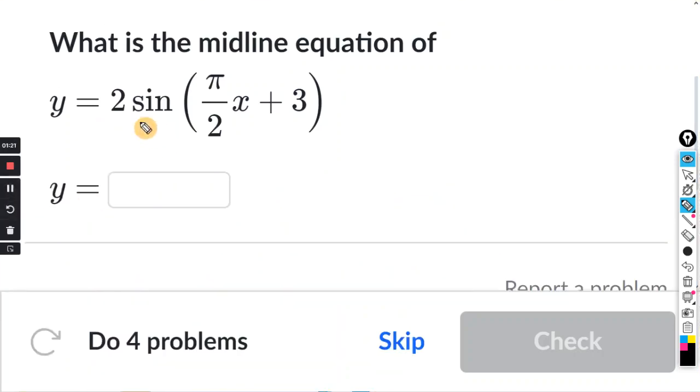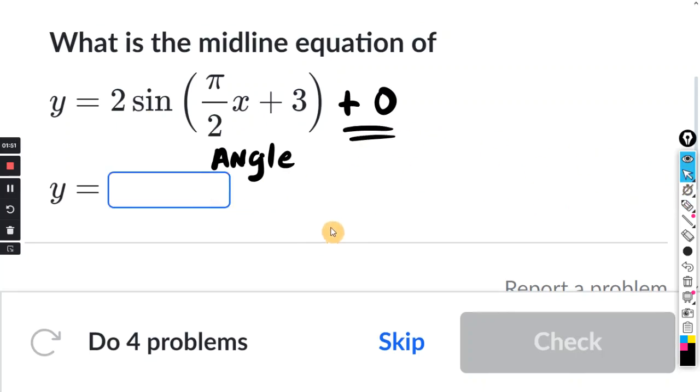All right, so here we have a sine function, and we said this right here is the angle. This has nothing to do with the midline. So what number is added or subtracted to this function? Well, nothing. That's just 0. If you made a plus 0 or a minus 0 right there, it's the same thing. So there is nothing added or subtracted to that entire function, and the midline is just a 0.